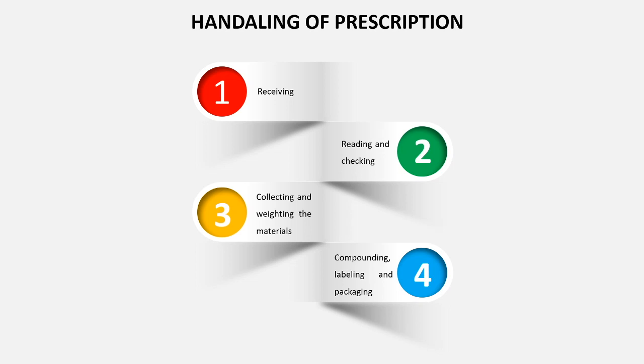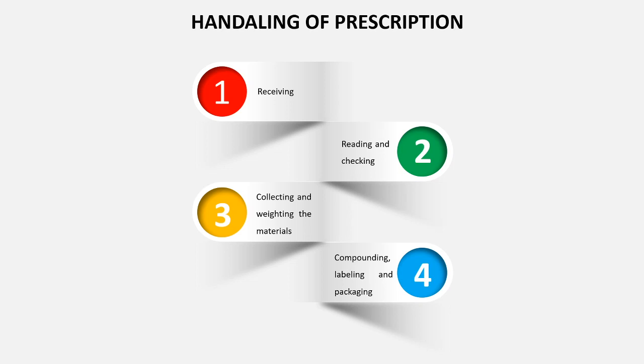Next is collecting and weighing the material. Before compounding the prescription, all the material required for it should be collected on the left hand side of the balance. After weighing, the material should be shifted to the right hand side of the balance. This gives a check of the ingredients which have been weighed.